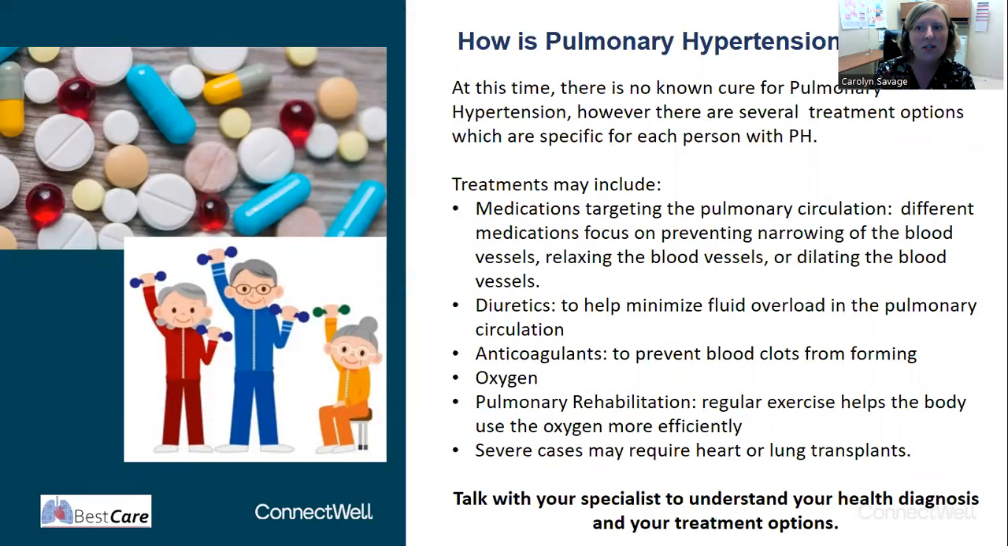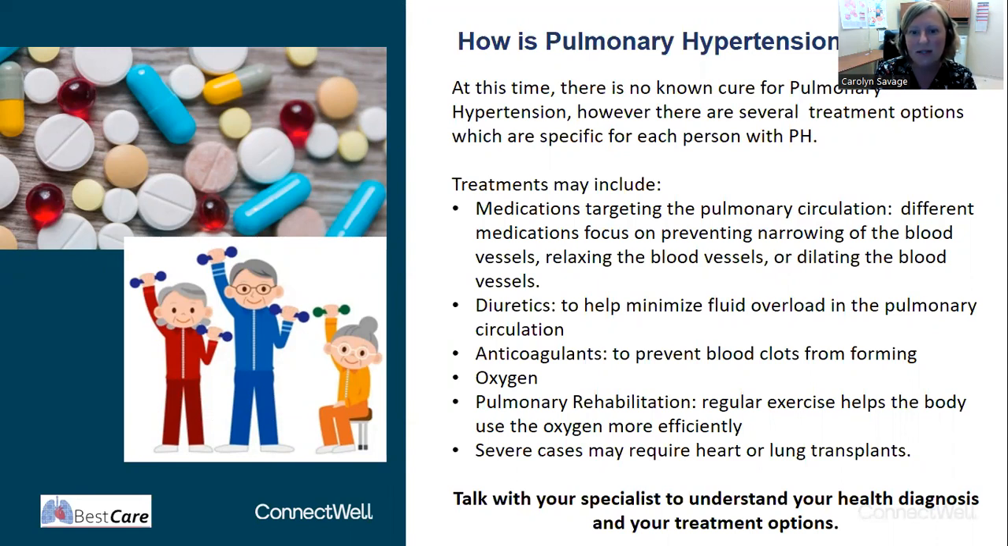Pulmonary hypertension is treated by several medications, although there is currently no known cure for pulmonary hypertension. Treatments are specific for each person who has this condition, and often are only treated by being followed by a specialist. Medications which target the pulmonary circulation are often part of the treatment.